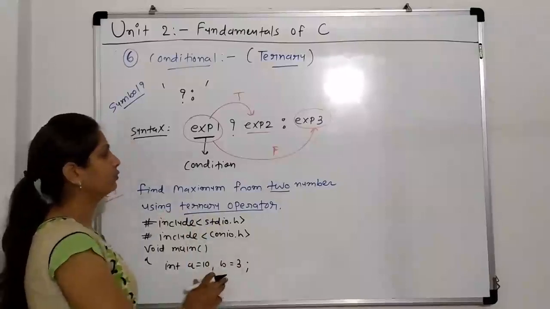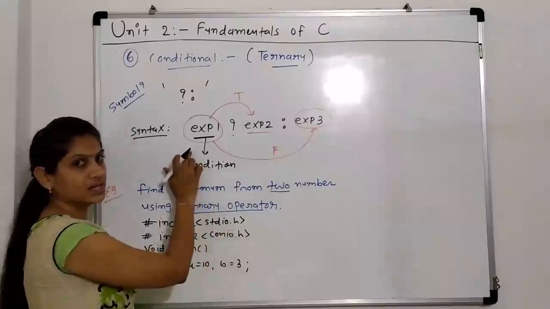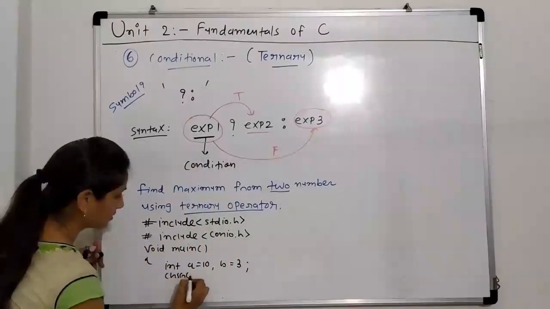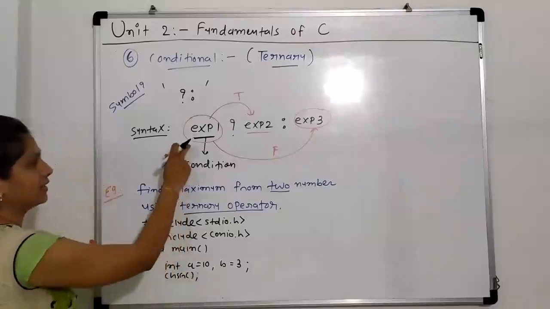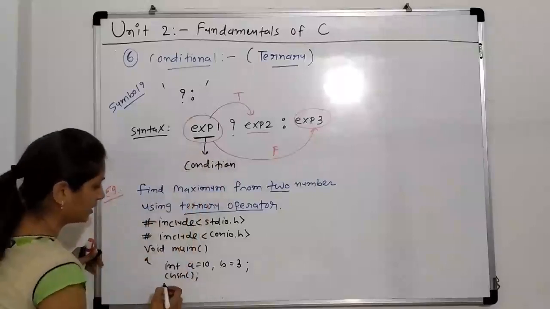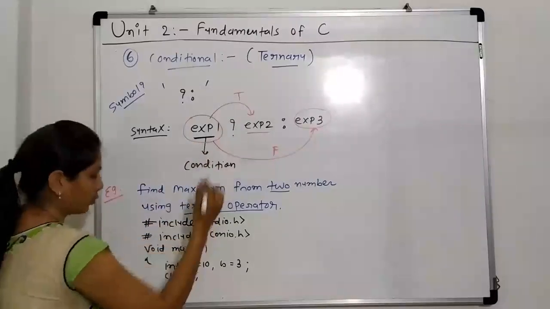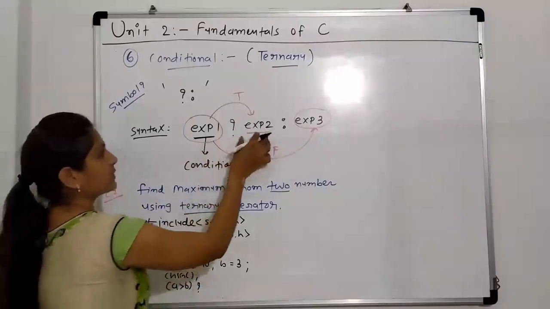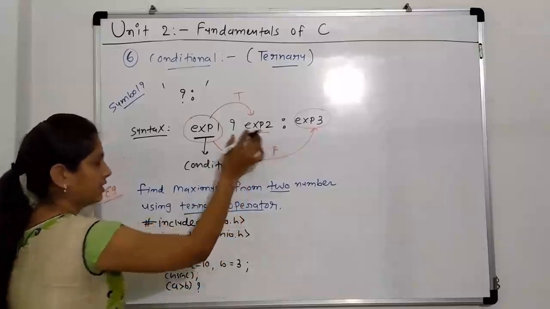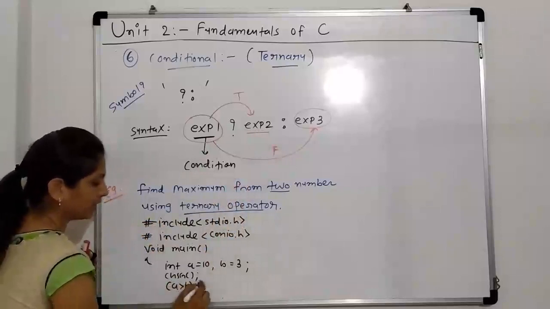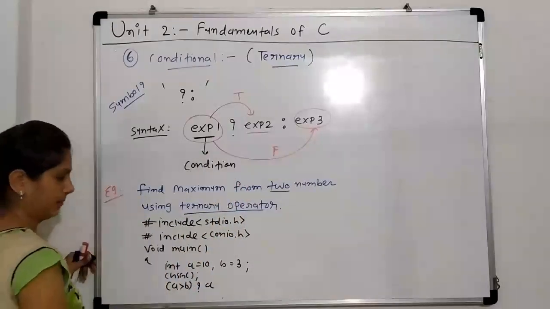Now we have to use this syntax, the conditional operator. So first clear your screen, then put this sign. First is the condition. What is the condition? A greater than B. Then question mark. Expression 2 is our answer. If this condition is true, A is greater than B, so the answer is A.